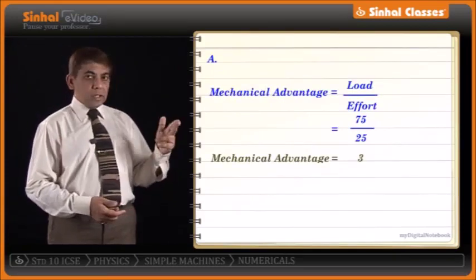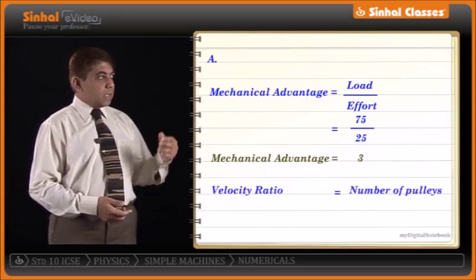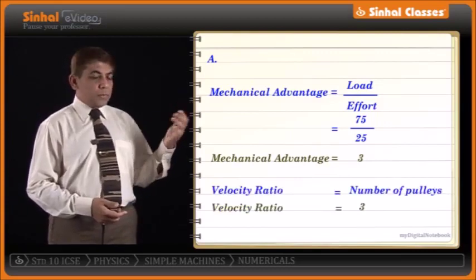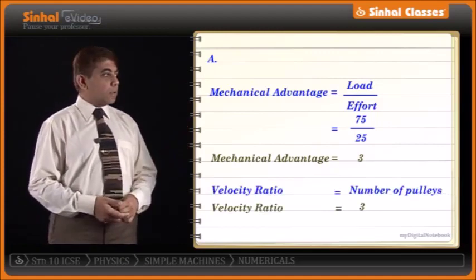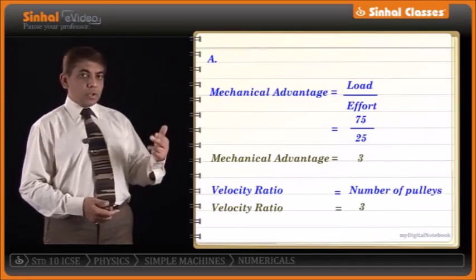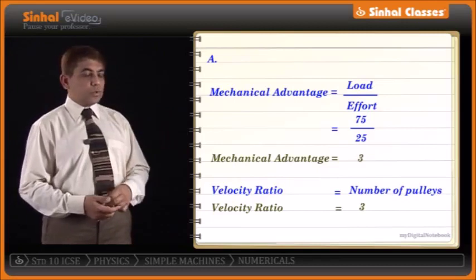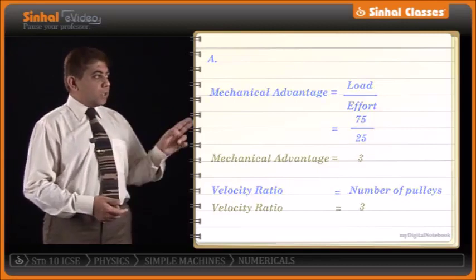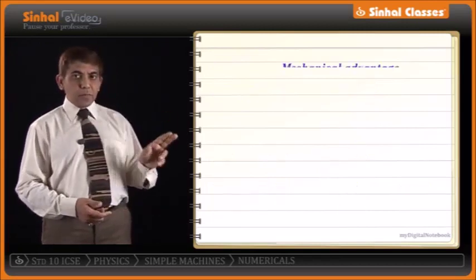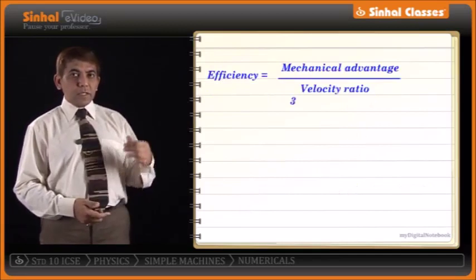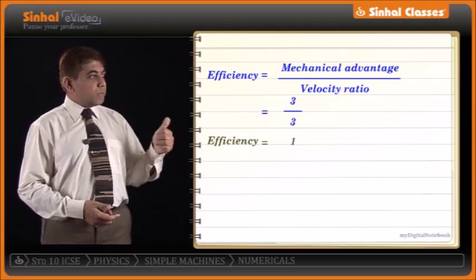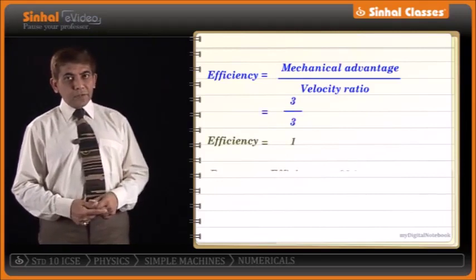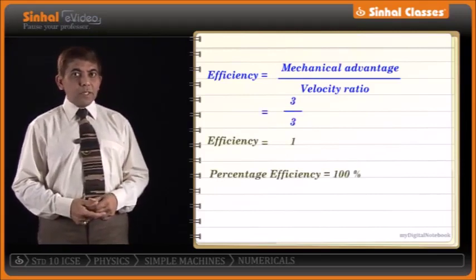Velocity ratio, number of pulleys. Since we said that this system has got 3 pulleys, velocity ratio is equal to 3. Velocity ratio also equal to number of pulleys, that is equal to 3. Efficiency is mechanical advantage upon velocity ratio, that is 3 divided by 3, that is 1. In terms of percentage, percentage efficiency equal to 100%.